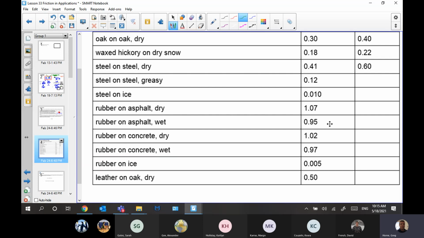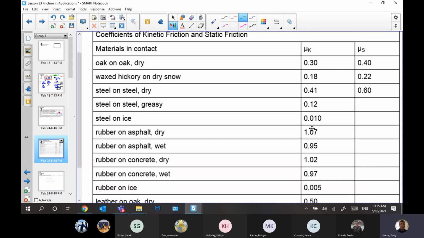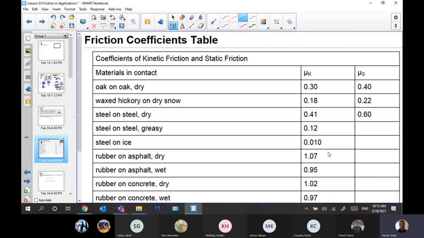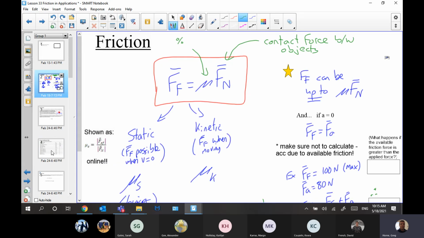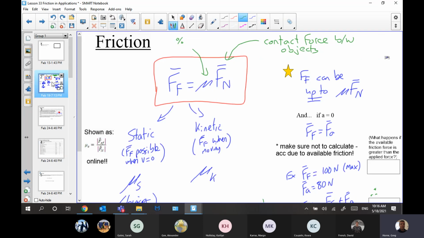And you can actually have bigger values than that. You can have like 107%. So a little bit more than the actual contact force between them, which is strange. It's not usually a lot bigger though, but it can actually be more, and you get more force from something like rubber on asphalt when it's dry. You're actually grinding the rubber off and leaving a patch on the ground. So that's how you can get more force than the actual contact force between the substances.